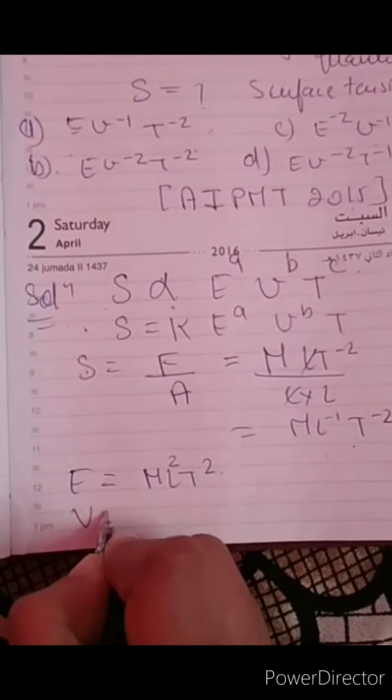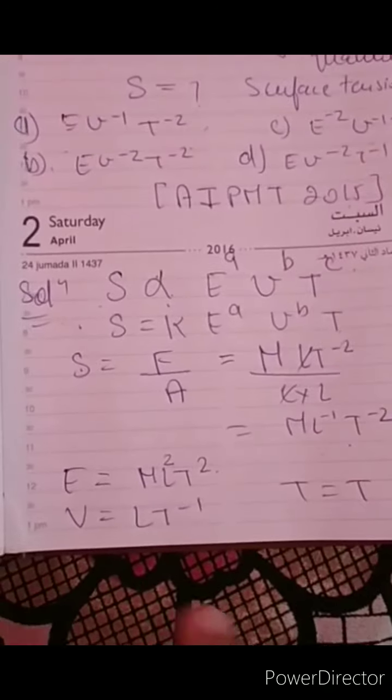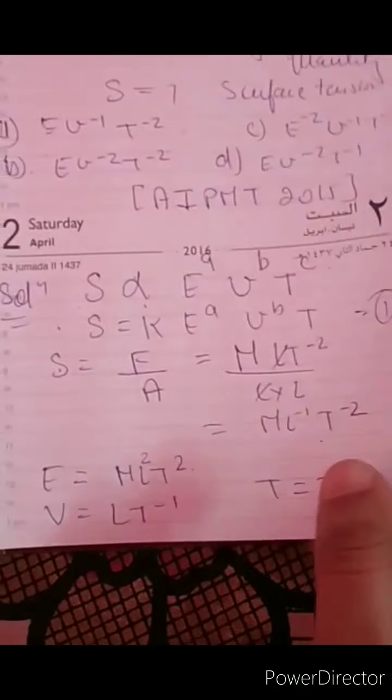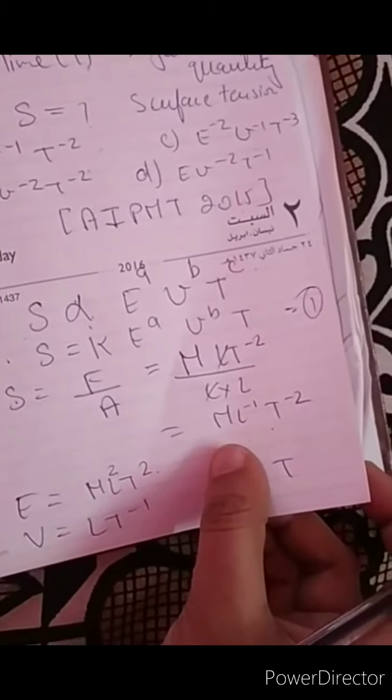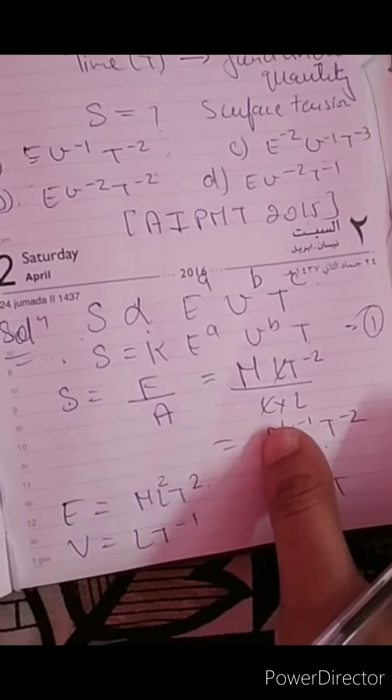What is velocity? Velocity is LT minus 1. What is time? Time is the time dimension. Just put all in this equation 1 and compare. So can I compare like this? We have surface tension is equal to MT minus 2.